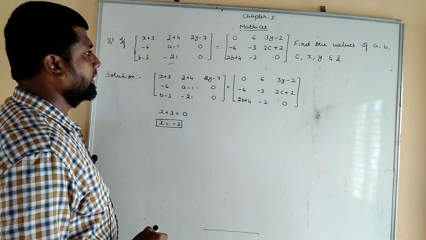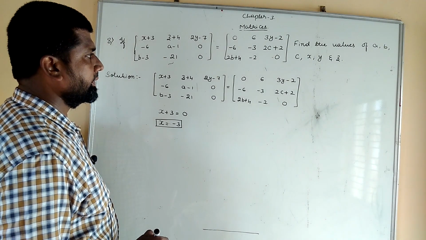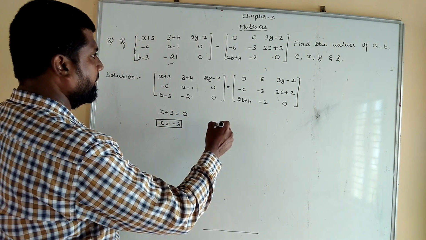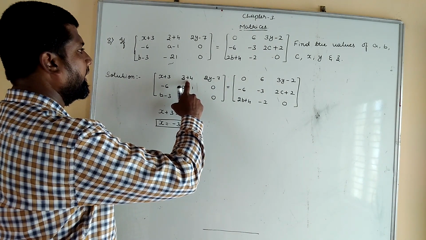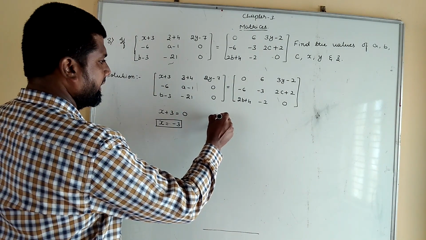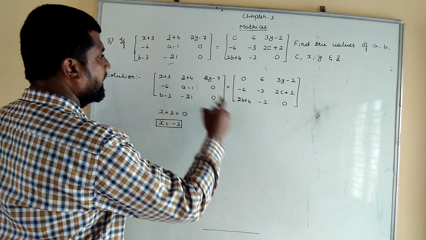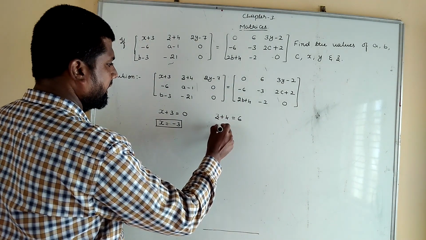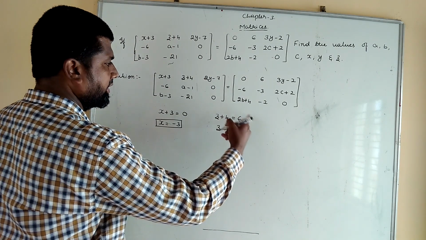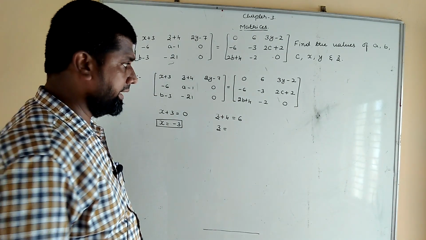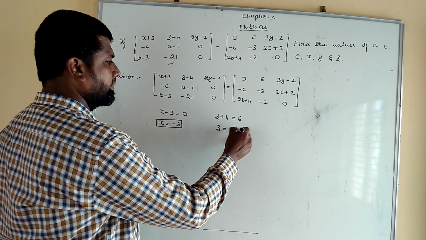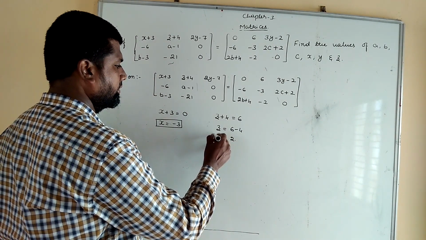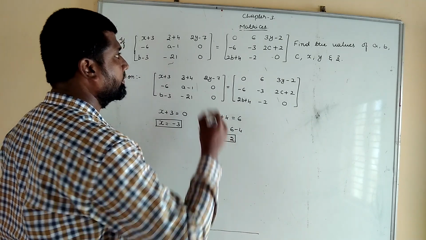Let us go for the next one. Let us find the next term, that is z. Z is in the place of A12. Z plus 4 corresponds to 6, so Z plus 4 is equal to 6. If you shift the 4 to the right side, you will get Z is equal to 6 minus 4. Z value is 2.